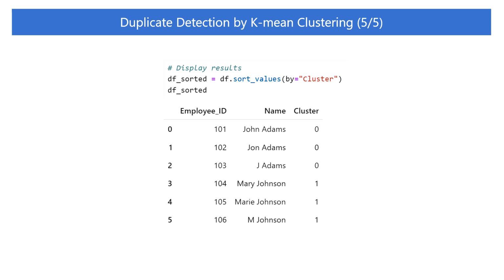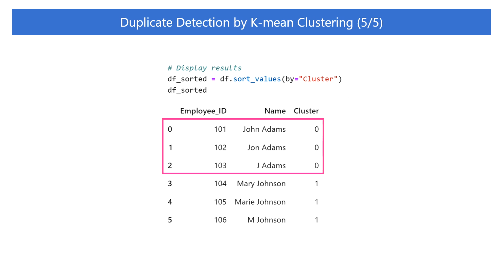Next, organize and display the data after applying k-means clustering. Sort the data frame df based on the cluster column in ascending order. This groups similar names together, making it easier to analyze potential duplicates. Store the sorted data frame and then display it.